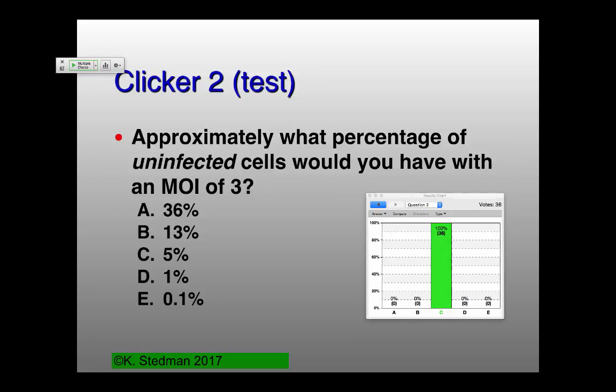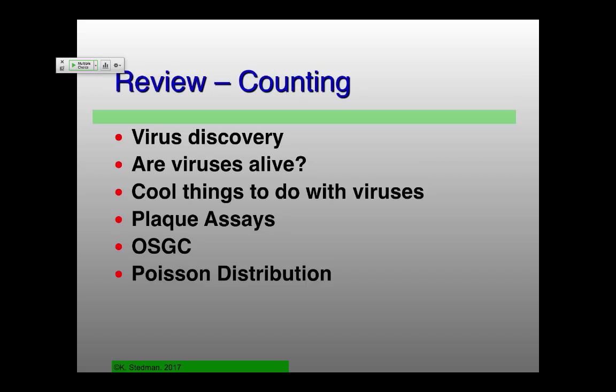So with that, just wanted to quickly finish up reviewing what we talked about today. Again, virus discovery: these were these really small things that you couldn't grow, were being filtered through these filters, could come through, still cause disease, but couldn't grow anything. A virus is alive, they're part of life, obfuscate completely. Some really cool things to do with viruses, particularly thinking about the phage therapy aspects of things. And we're all clear on plaque assays, how you make a plaque, what it means. Talk about one-step growth curves and the Poisson distribution.